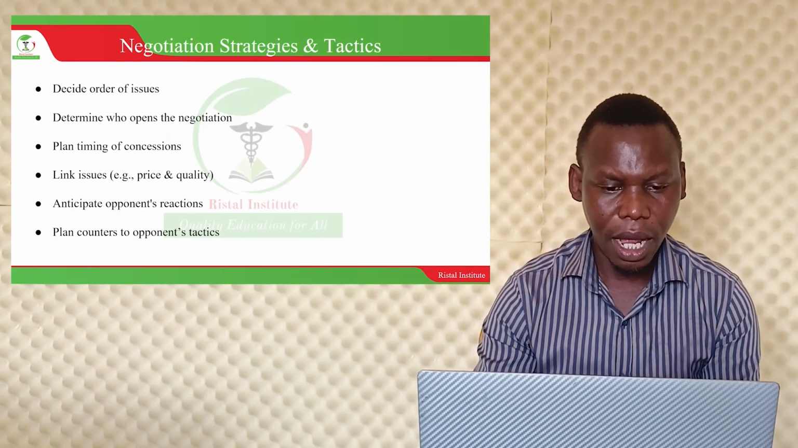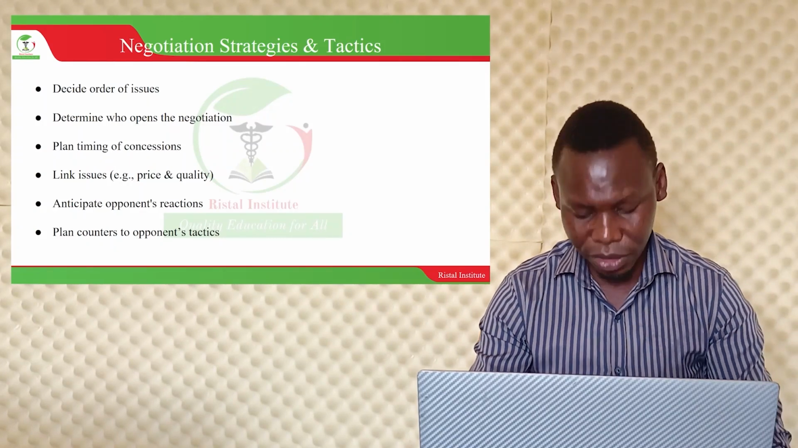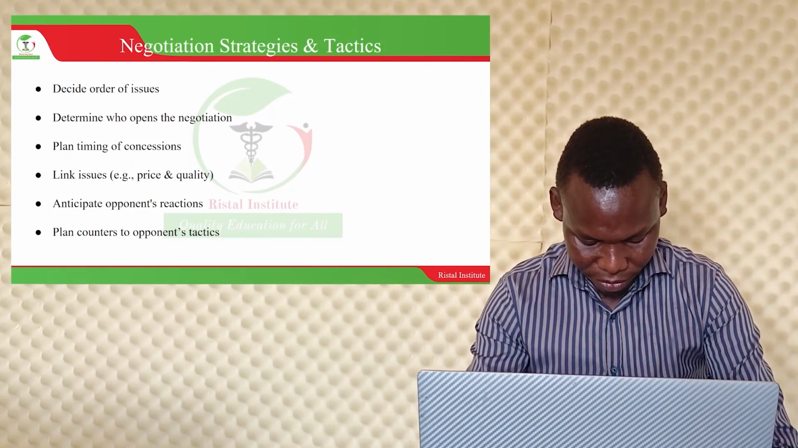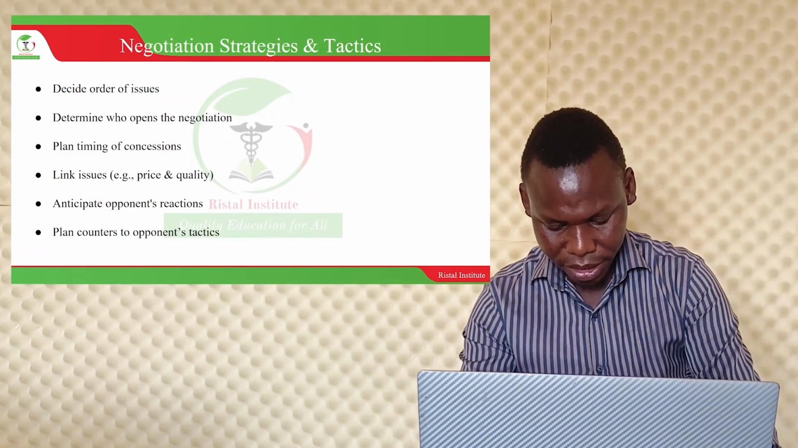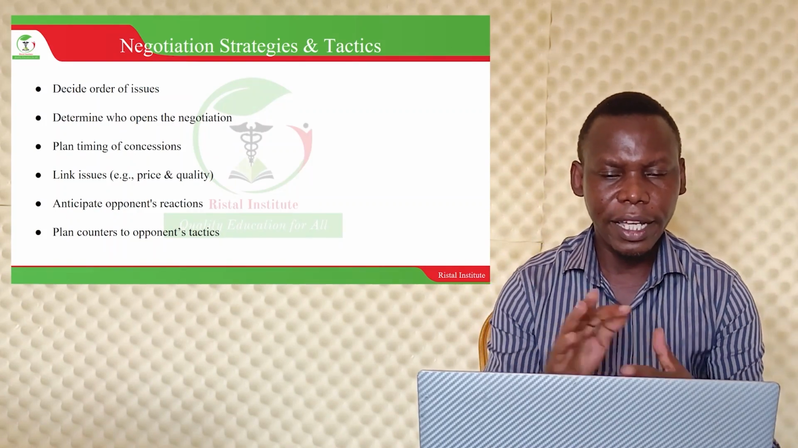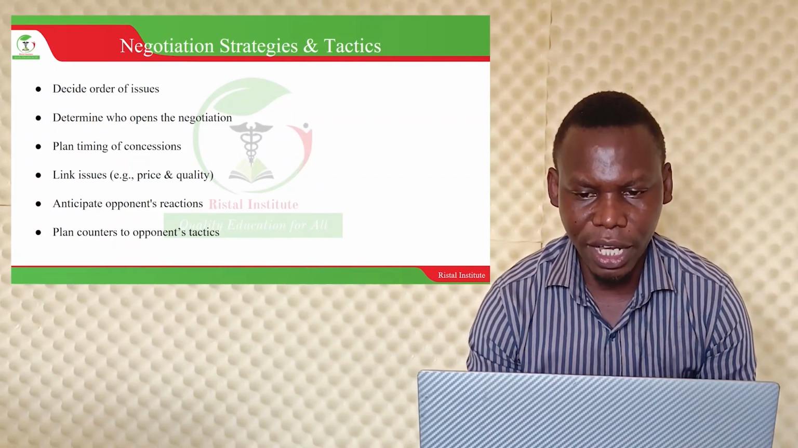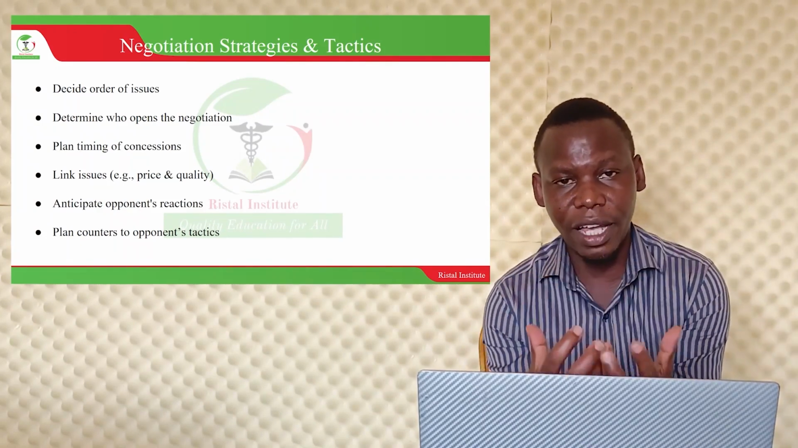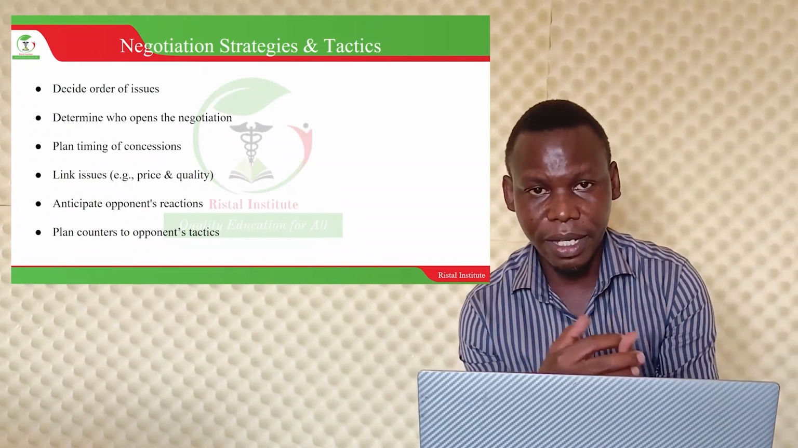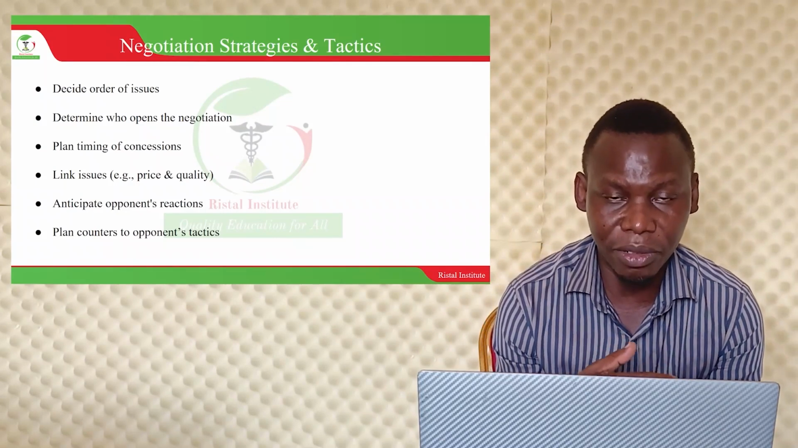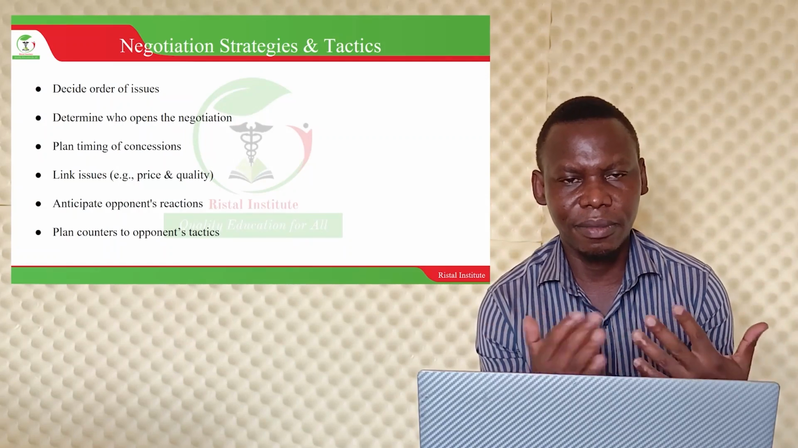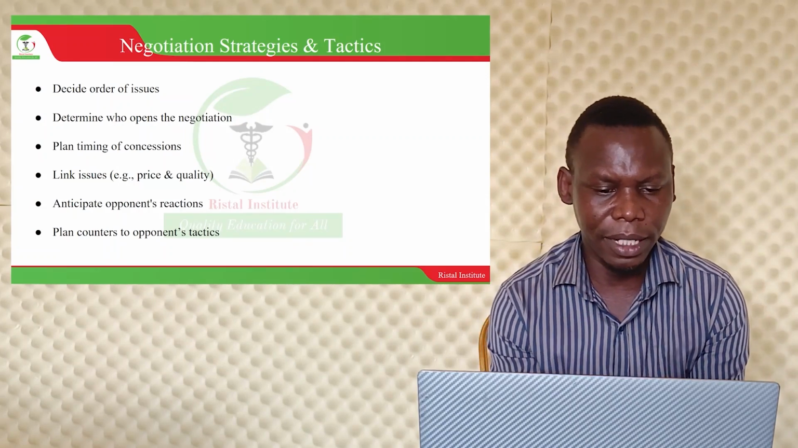Anticipate the opponent's reaction. You need to know what the opponent is up to. You need to study the opponent quickly and easily to understand what he is up to. You need to know the next step he's going to. That is also another strategy. By seeing the way he reacts, by seeing the facial reactions, by seeing the way they discuss among themselves, you can know this is what they want to do now. Maybe now they want to break off. There is that flow. We shall come to that.